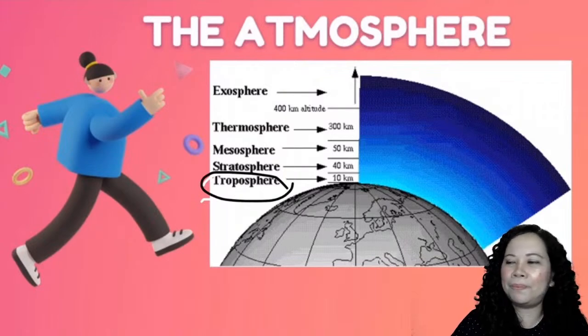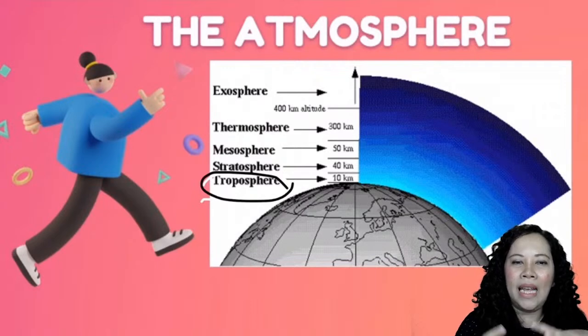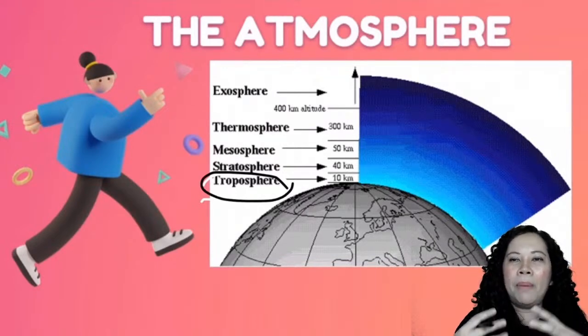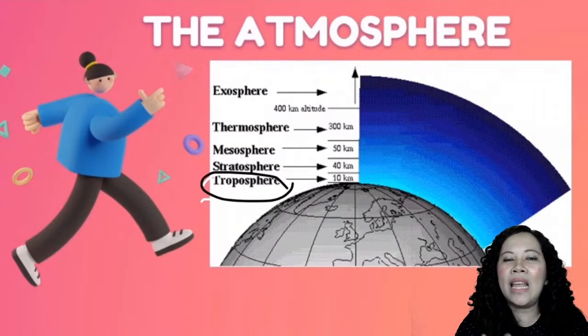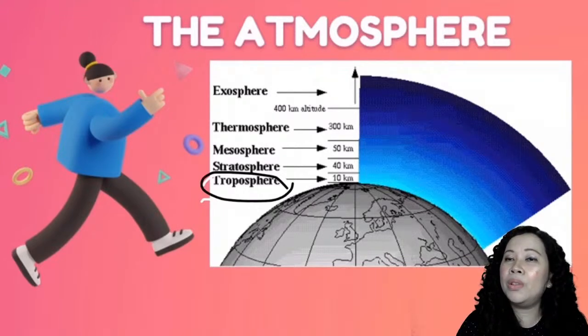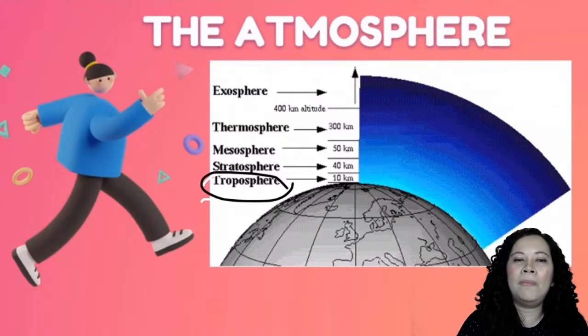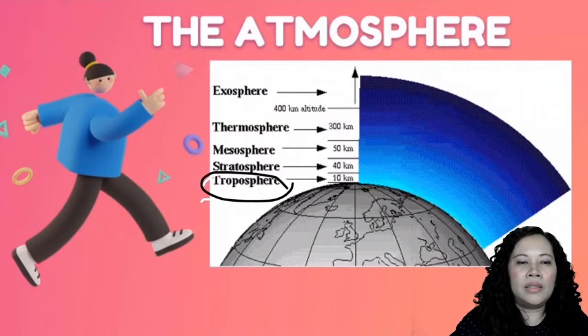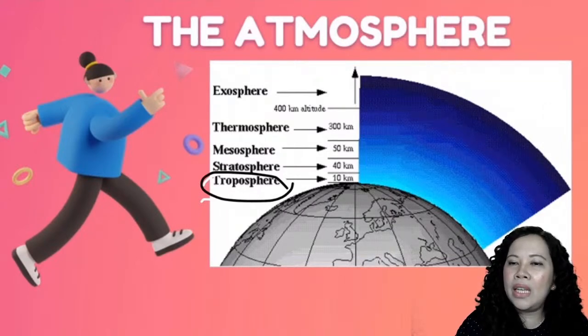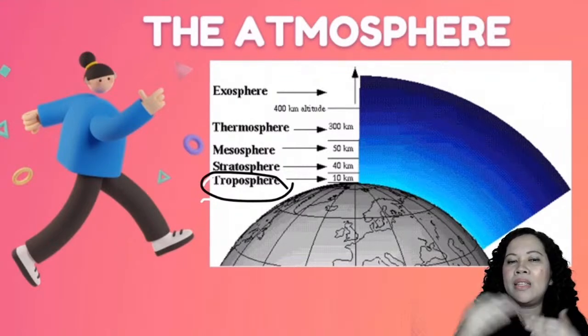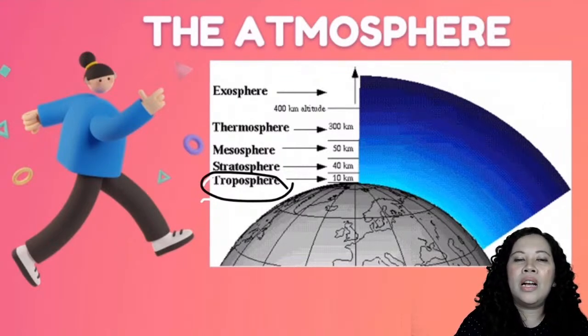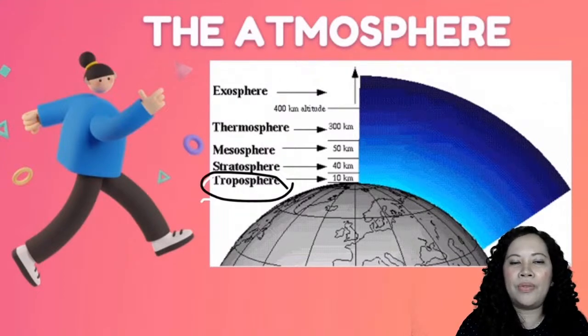It gets colder. Most of the atmosphere's mass is in the troposphere. That means it is the densest layer, because the gravitational pull is very strong here. So your troposphere has the most mass. Your airplanes actually do not fly higher than about 11 kilometers, so they are within our troposphere.